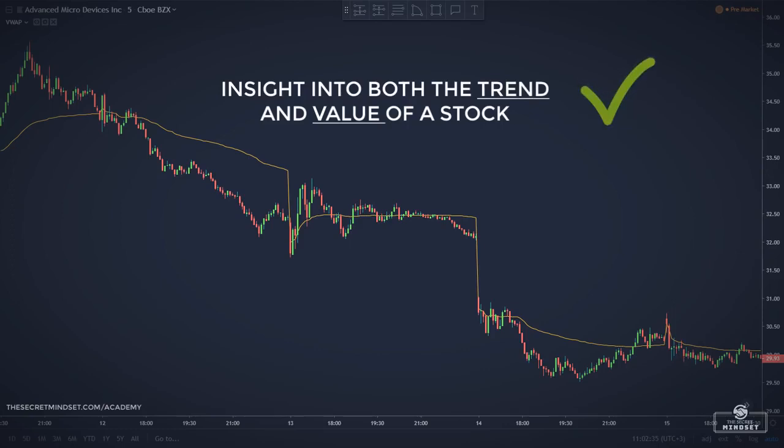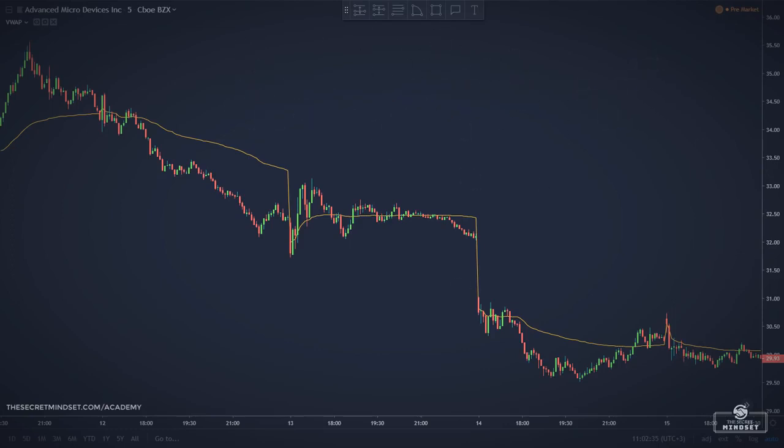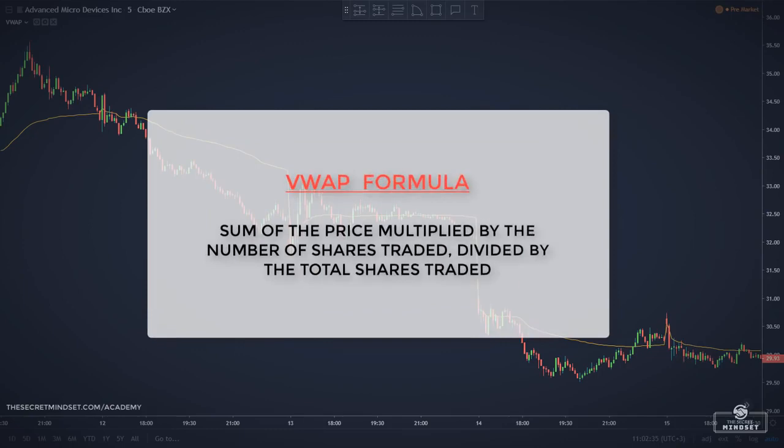The formula for the VWAP is pretty simple. You add up the dollars traded for every transaction, so the price multiplied by the number of shares traded, and then divide by the total shares traded.